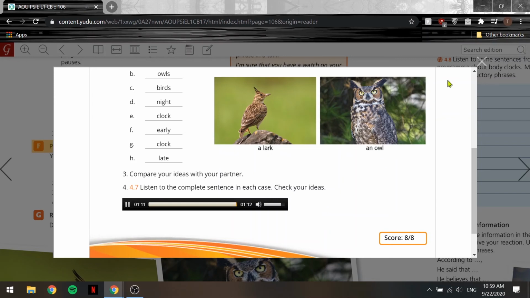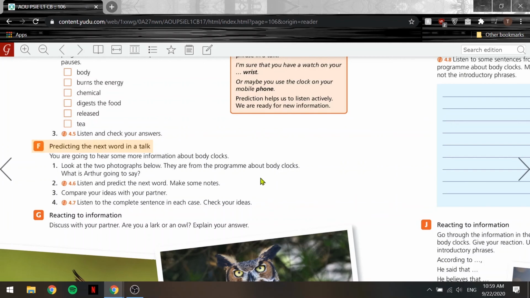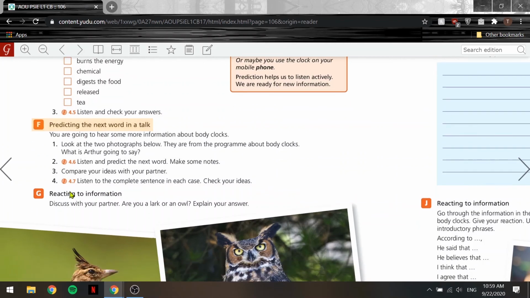Okay. Now let's move on. Here we have just the reacting to information, exercise G. So discuss with your partner, are you a lark or an owl? Explain your answer. What this basically means is talk to your partner and see if you're a night person or if you're a morning person.